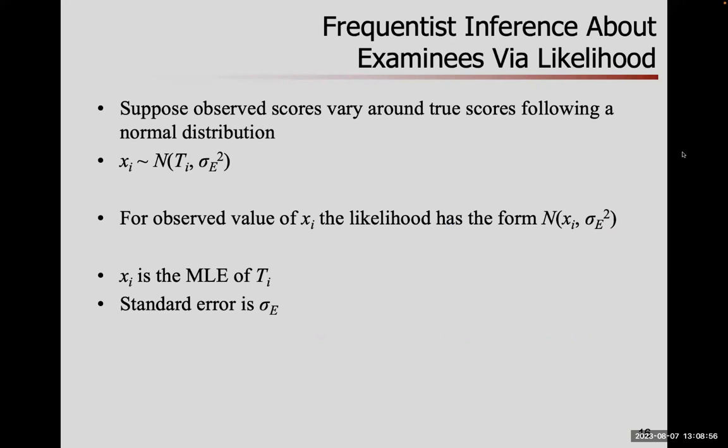Okay, how do we do some scoring here? Well, we give the assessment, we get the score, that's the observed score X. The likelihood is the form of a normal distribution. And so the person's score on the test is the maximum likelihood estimate of their true score. And there's a standard error of measurement, and we get all that stuff.